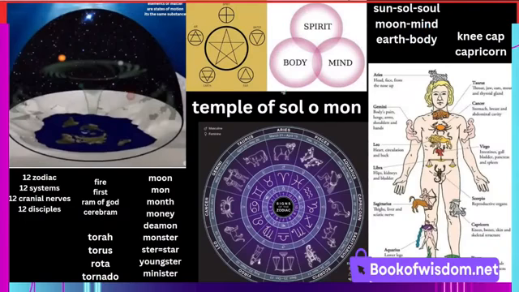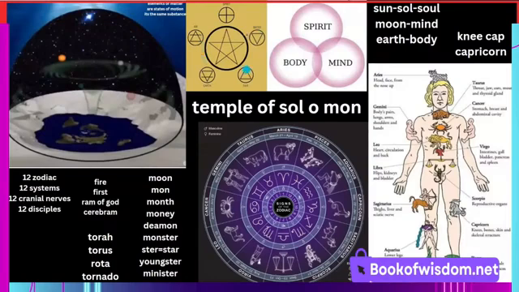We have 12 systems in the body, which are governed by the 12 zodiac signs. Starting at the Aries, which is the ram, the ram of God, all the way down to Pisces and Capricorn, kneecap. It all goes back to the stars. We are the stars. We are the universe. Everything is inside of us. Everything. Like they say, the Temple of Solomon, the temple of the soul and man. The soul, the temple is the body. The soul is the soul, and the man is the mind. The temple of the soul and the mind. Body, mind, and spirit.